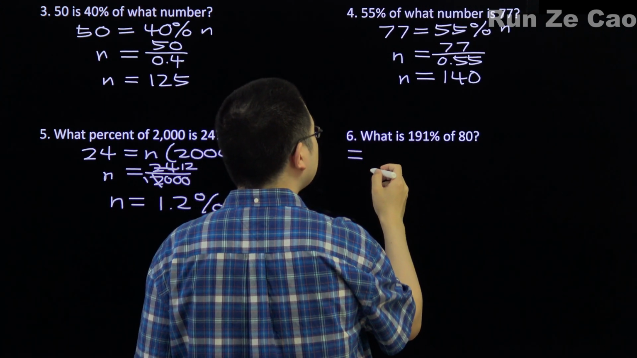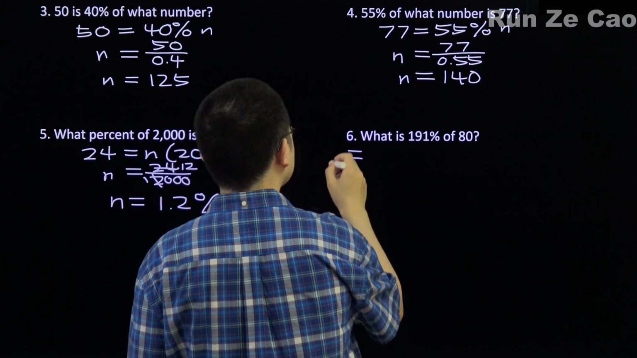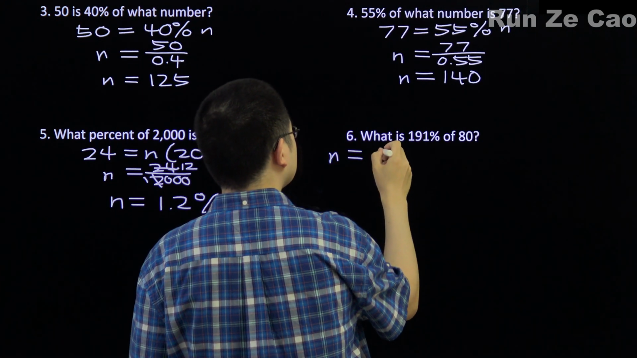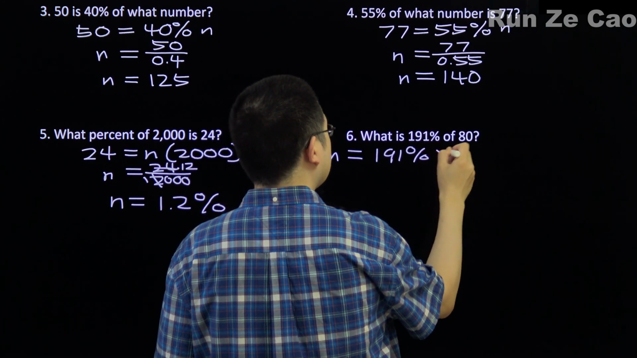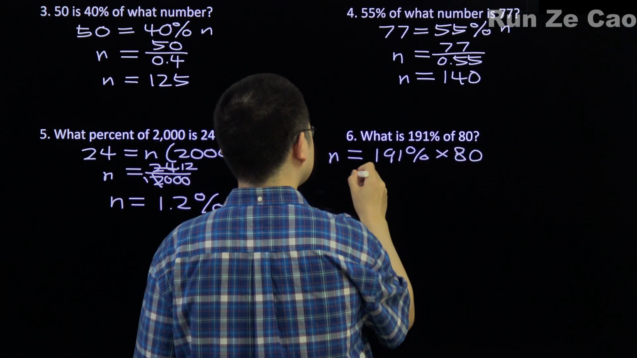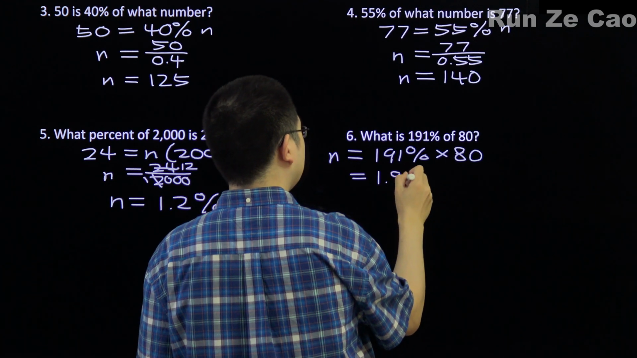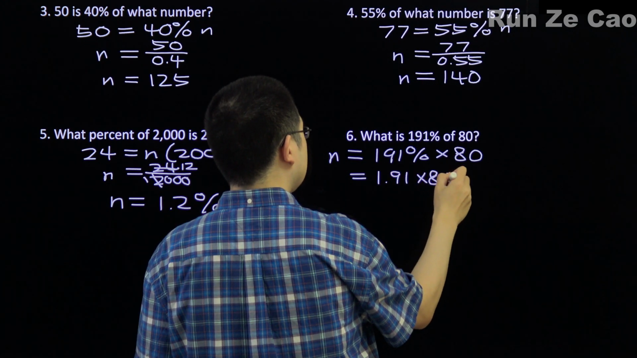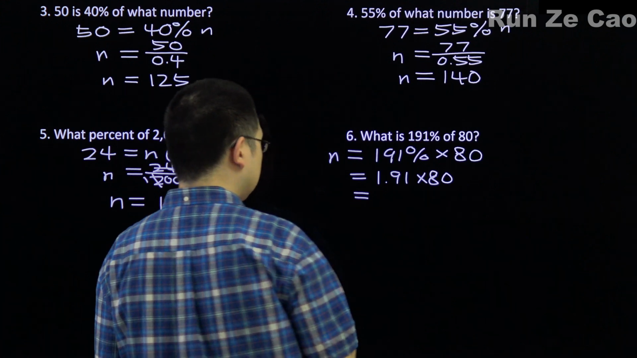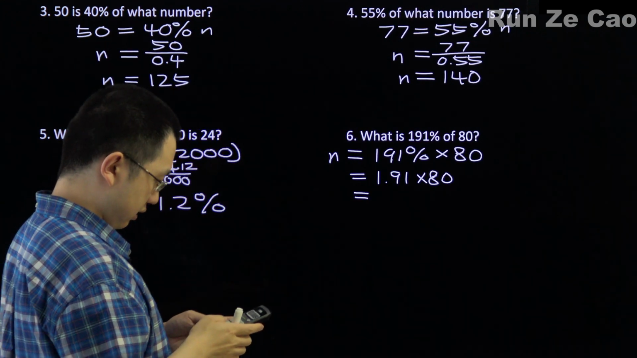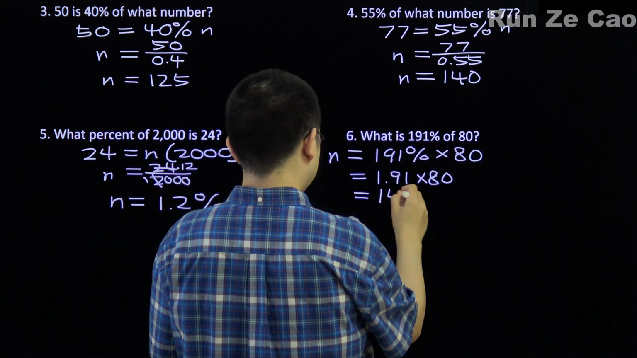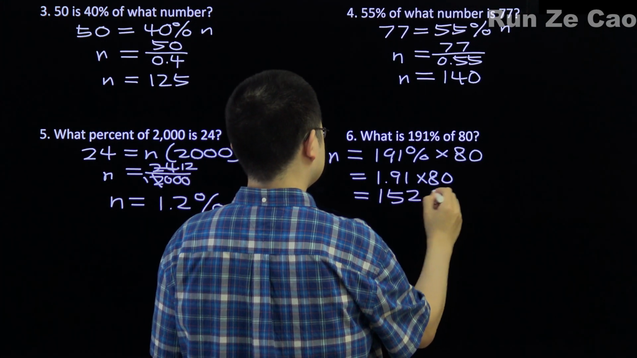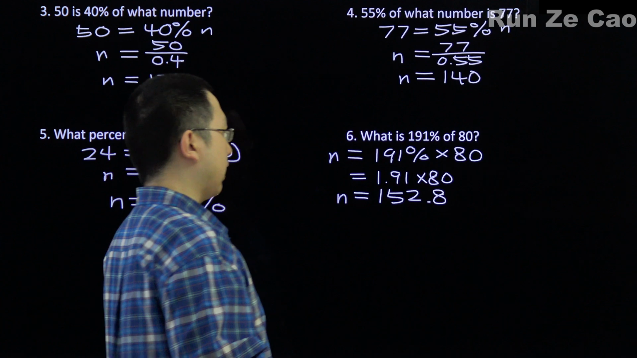What is 191% of 80? n is equal to 191% times 80. So it's equal to 1.91 times 80, which leaves you with 152.8 as the value of n.